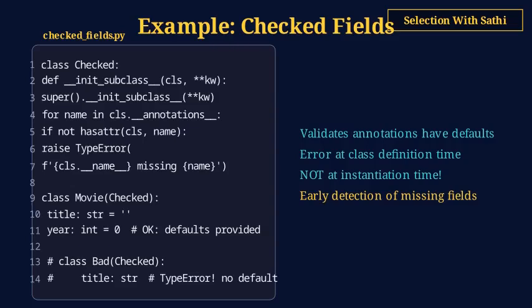__init_subclass__ can autogenerate a constructor from type hints. The Checked base class defines __init_subclass__. When Movie inherits from Checked with annotations title: str, year: int, box_office: float, the hook reads those type hints using get_type_hints. It then generates an __init__ method that accepts keyword arguments and assigns each field. The generated method is injected onto the subclass. Zero boilerplate, the class just declares its fields and gets a constructor for free.